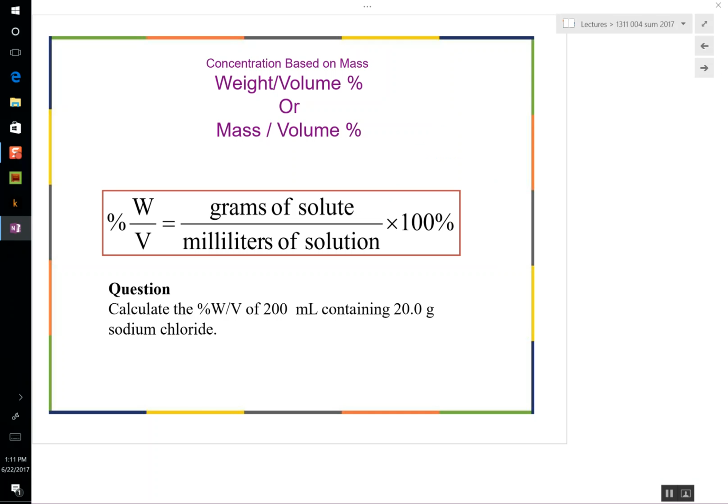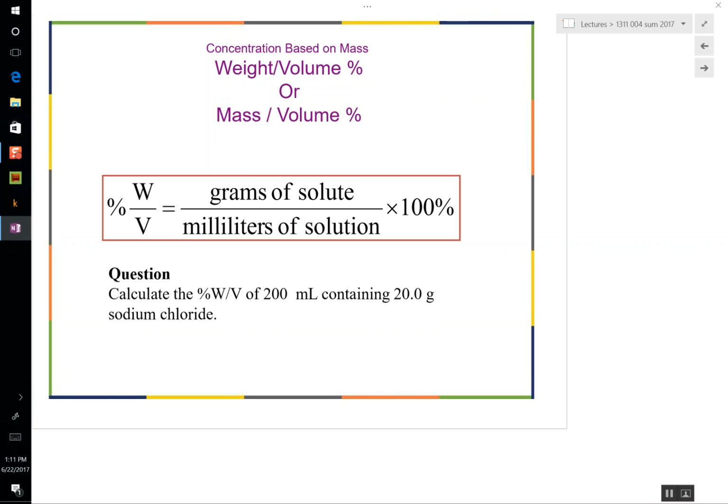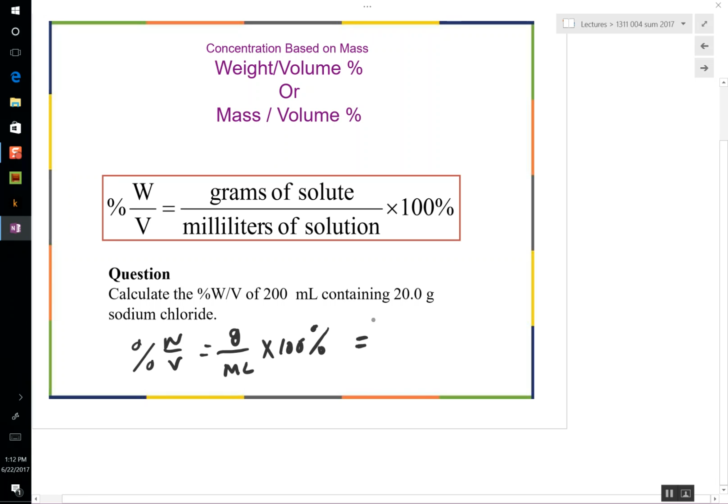Like I said, this is the clinical situation. We'll do saline solution in just a second. This is grams per milliliter times 100%. Very different from molarity. Molarity is moles per liter. This is grams per milliliter. Calculate the weight volume percent of 200 milliliters of solution containing 20 grams of sodium chloride. So, plug numbers into that equation.